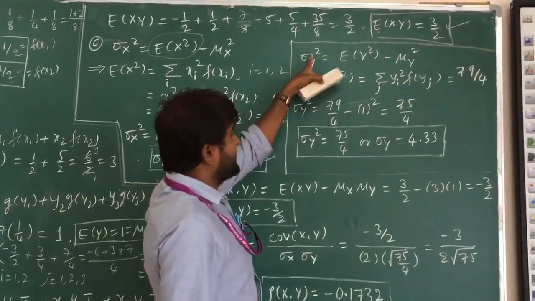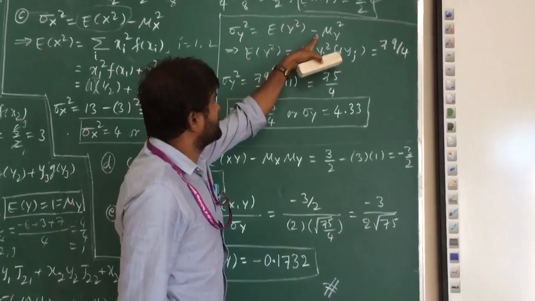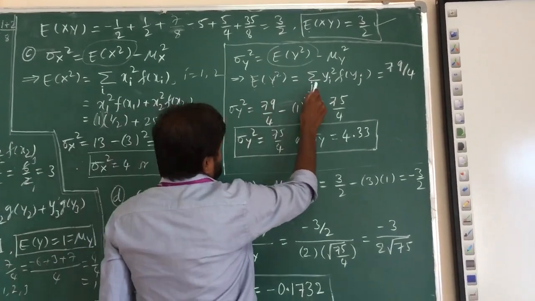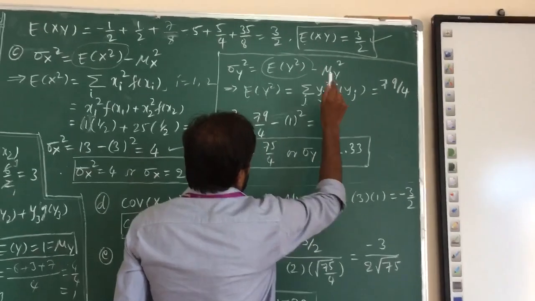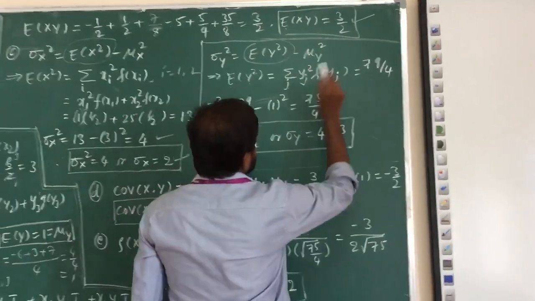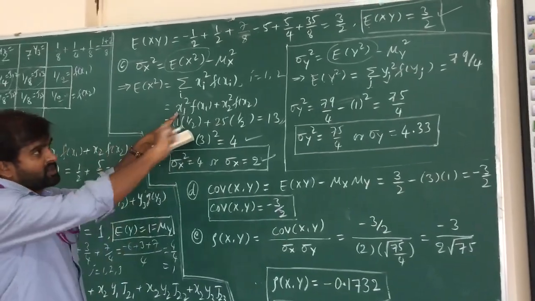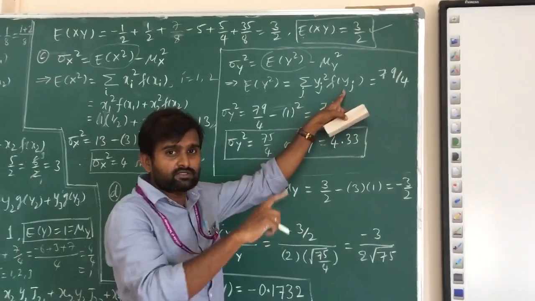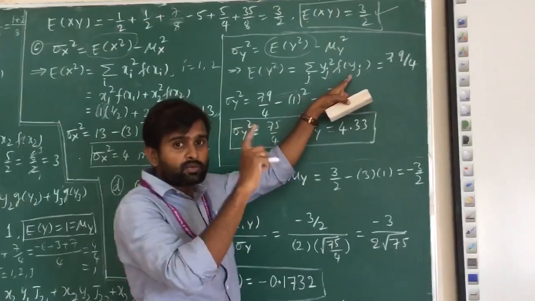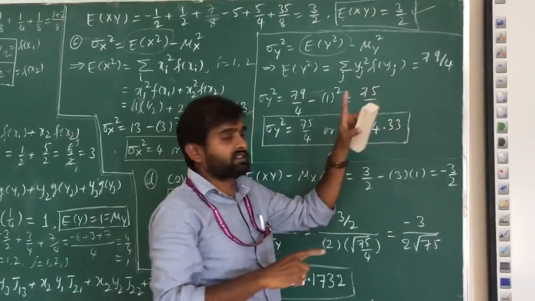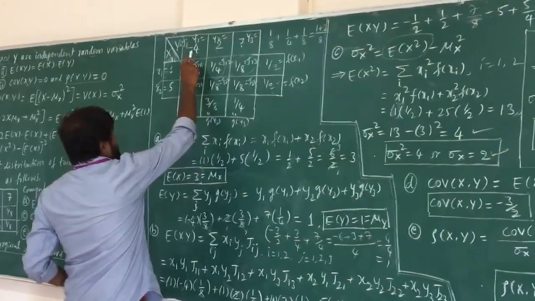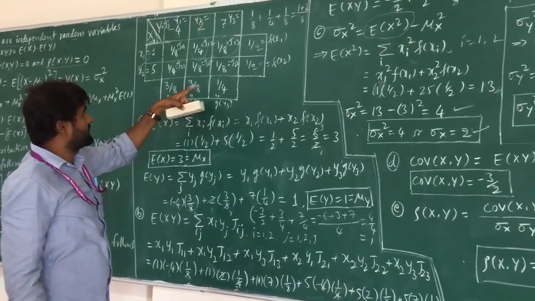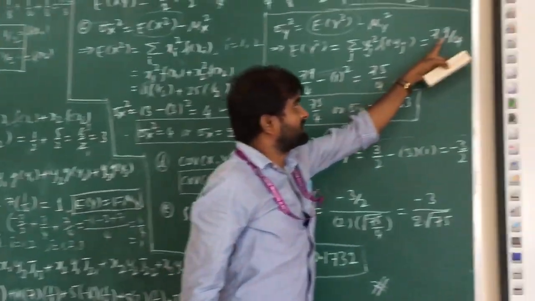Similarly, delta y square equal to expectation of y square minus mu y square. Before that, find this value. Expectation of y square equal to summation over j of yj square f of yj. Again the same thing, then multiply. Expand this one: y1 square into f of y1 plus y2 square f of y2 plus y3 square into f of y3. Right? y1 is minus 1, minus 4, square, 2 square, 7 square, into this 3 by 8, 1 by 4. So after simplifying you get 79 by 4.